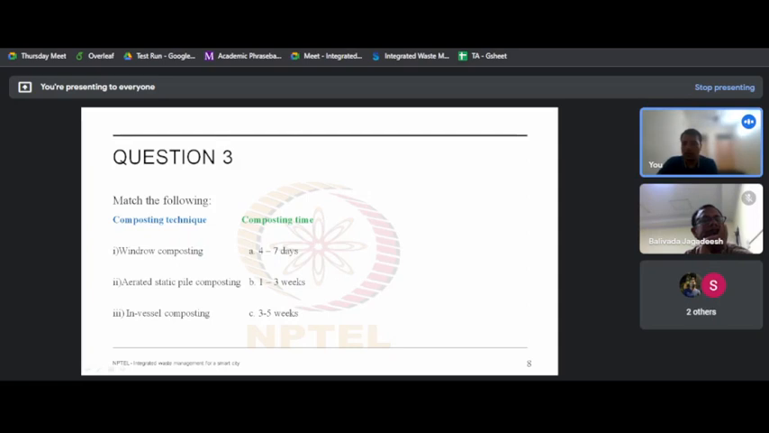So we have 3 different kinds of composting techniques that are given here: windrow, aerated static pile, and in-vessel, and corresponding times have been given. They may be jumbled or across, so we have to match them. Options have been given: 1A, 2B, 3C; 1C, 2B, 3A; 1B, 2C, 3A; and finally 1A, 2C, and 3B. So A, B, C, D, 4 options are given.